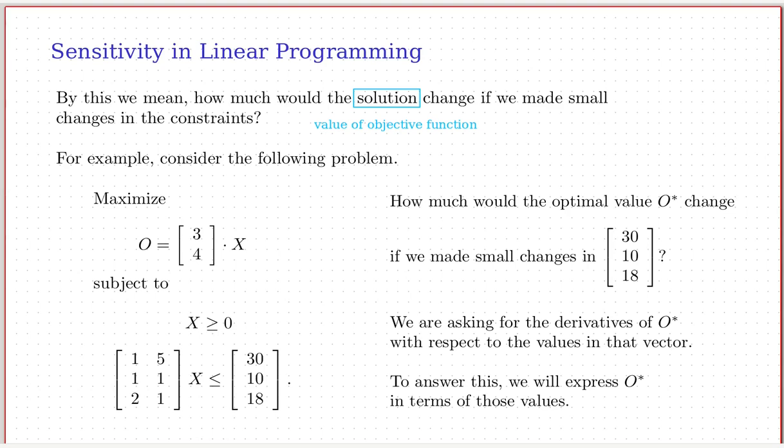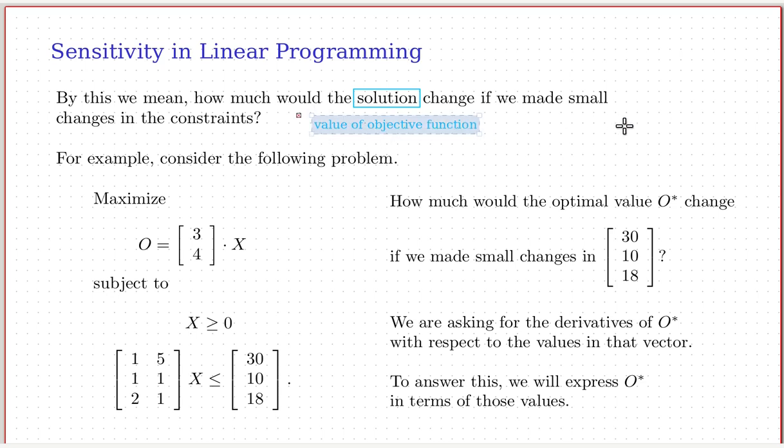So I want to talk about sensitivity in linear programming, by which I mean how much would the solution to a linear programming problem change if we made small changes in the constraints? Let me explain that a little more carefully. First of all, by solution, what I mean is the value of the objective function.